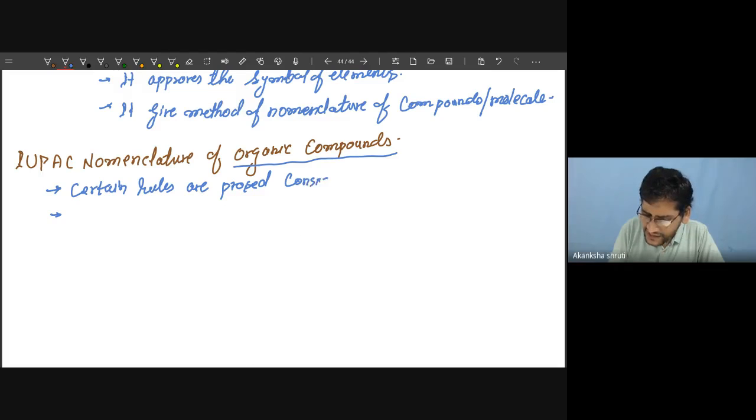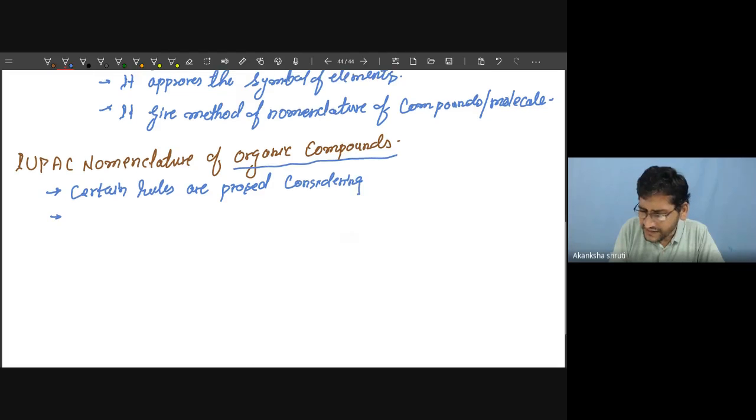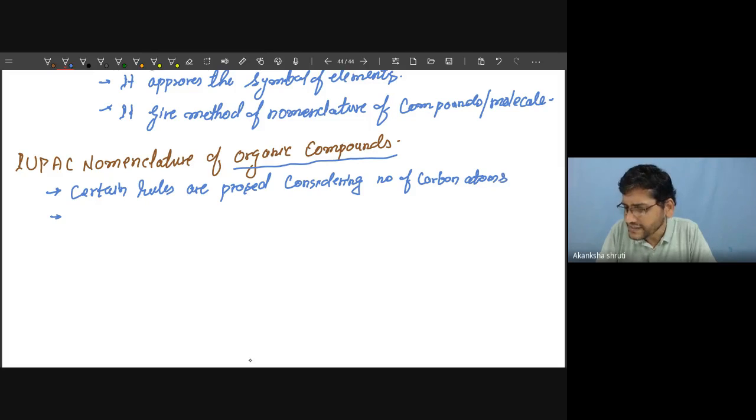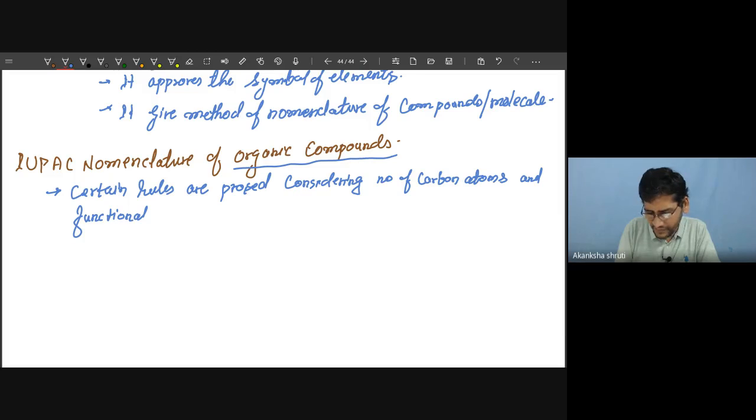In continuation, the very first consideration is the number of carbon atoms. Not all the atoms, but which carbon atoms should be considered, and the functional group.